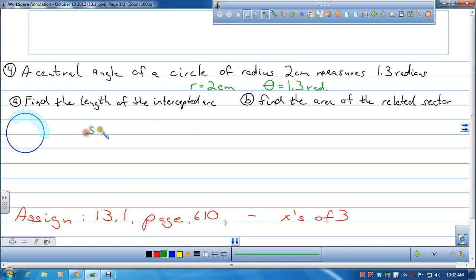I know that that formula is the arc length being equal to r times theta. Well, I happen to have those, so this is a pretty easy example. The arc length is going to be simply 2 times 1.3.